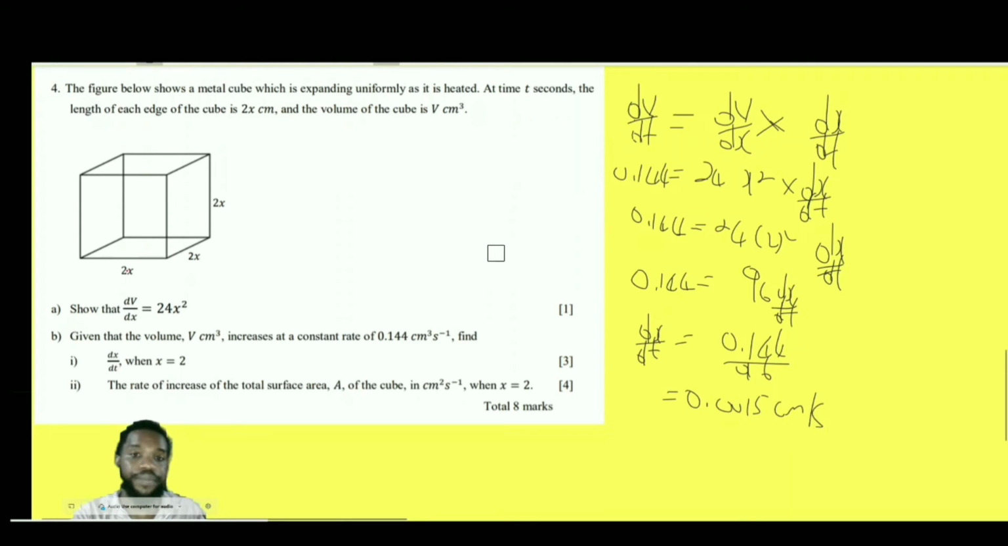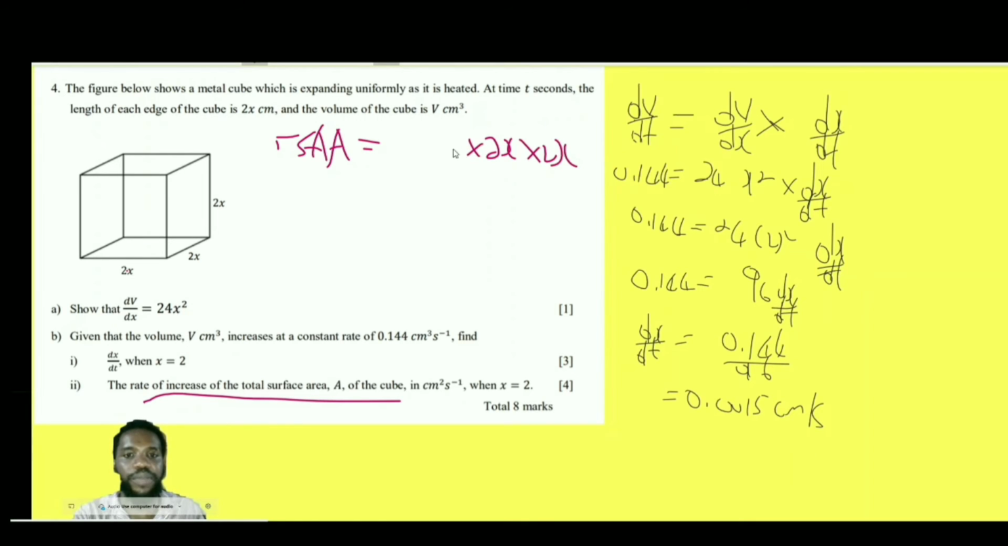Notice that x is not the length of the side, because the length of the side is 2x. X is the constant, so x is the same down here. Now, the total surface area means the sum of the area of all the faces. We call that TSA. So I just need to find the area of one face, which is 2x times 2x. Multiply that by 6 and I get it. Now 2x times 2x is 4x squared, times 6 would give me 24x squared.